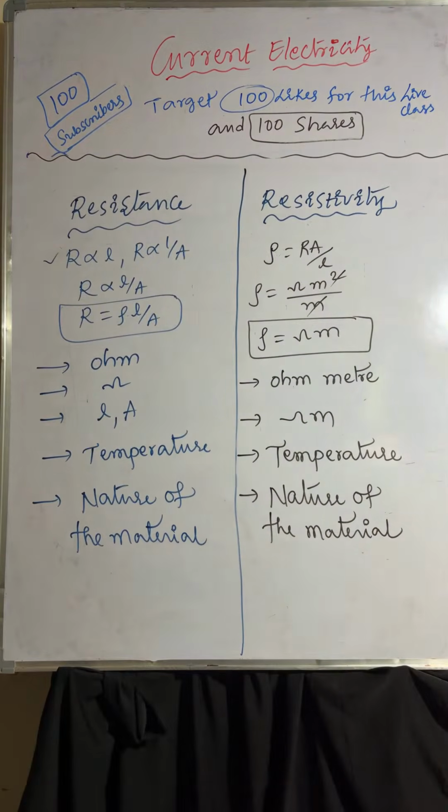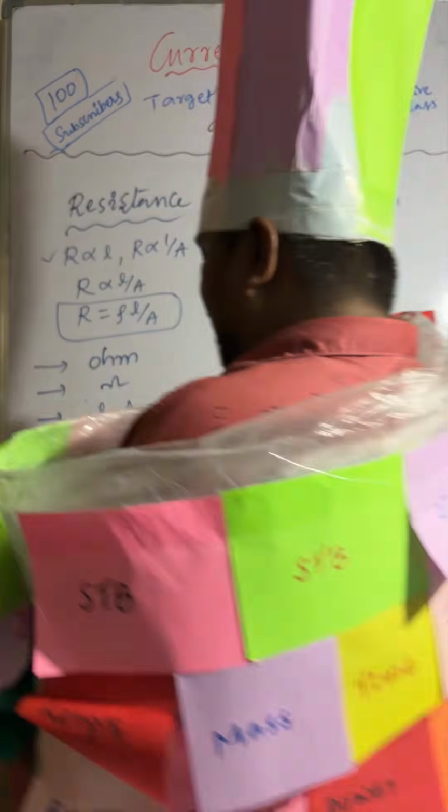When the wire is stretched to double its length, the area of the cross section decreases. R equals rho into L by A becomes rho into 2L by A by 2. So 2 goes up, and it becomes 4 into R. So Ritesh, that is your answer: 4R. R dash equals 4R. Okay, done. So this is about resistance and resistivity.